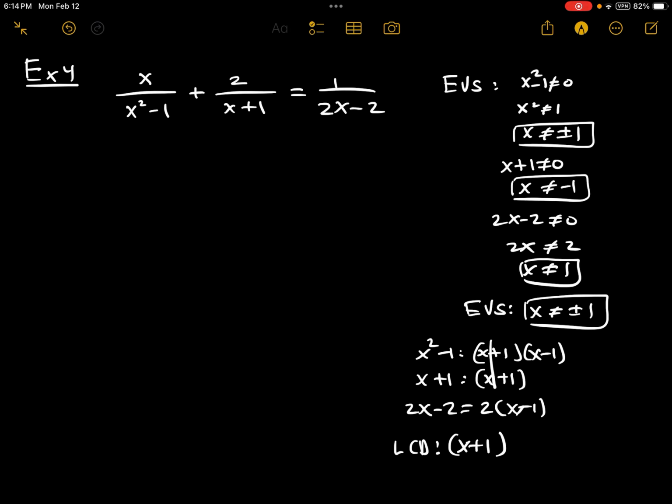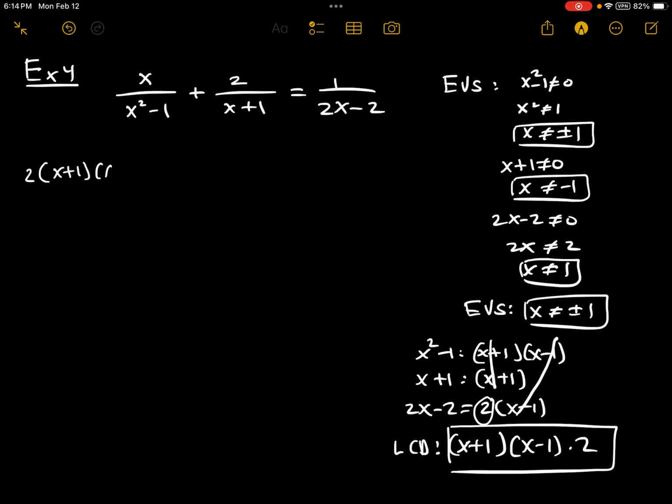Using the LCD method, I want to multiply the whole equation by the LCD. I'm going to write it here on the left: 2 times x plus 1, x minus 1, and distribute the whole thing. Over here, you can factor your denominator if you want, so I'm going to write x plus 1, x minus 1, plus 2 over x minus 1. Sometimes it's easier to see what cancels out if you factor it. All right, so this is my LCD, and I'm going to distribute it to the whole equation.